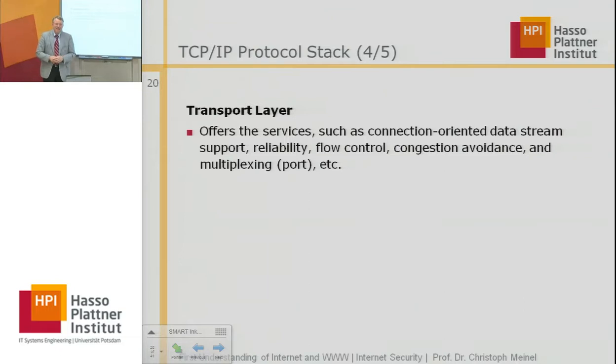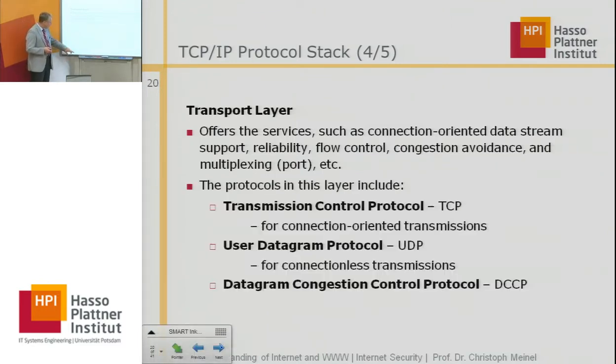On top of the internet layer, there is the transport layer. The transport layer offers the services such that a connection-oriented data stream can be supported, such that a guarantee can be given that the data which are sent by the sender are received by the receiver without error and in good quality. This transport layer is also responsible to organize flow control, congestion avoidance, and multiplexing. The most important protocol on this layer is the Transmission Control Protocol, a very complicated and often modified protocol, which allows a connection-oriented transmission.